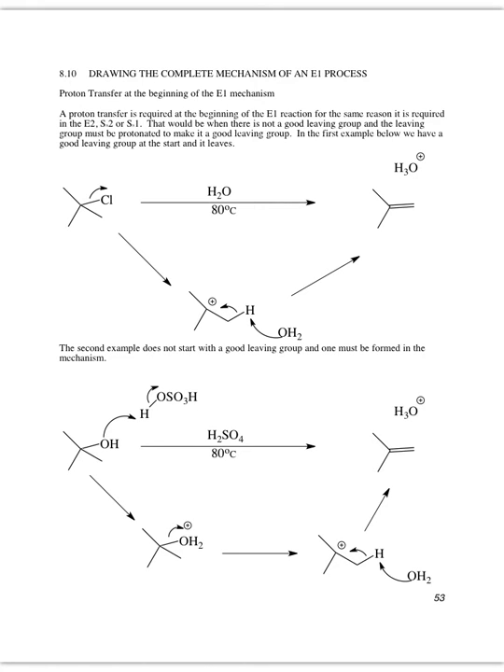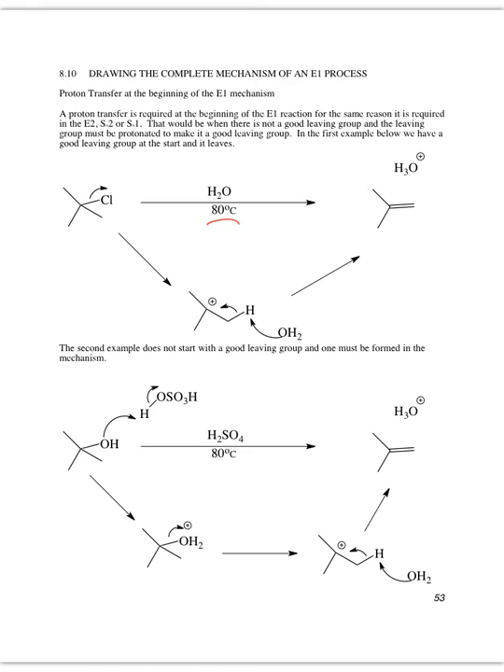So, drawing the complete mechanism for an E1 mechanism, the first thing that has to happen, if you have a good leaving group, the leaving group will leave, forming the cation, and then we pull off the hydrogen with our weak base to form our product. So in this first one, there's only two steps when we add water and heat to the t-butyl chloride, since we have the good leaving group to start with.